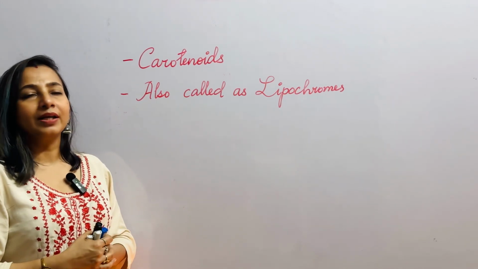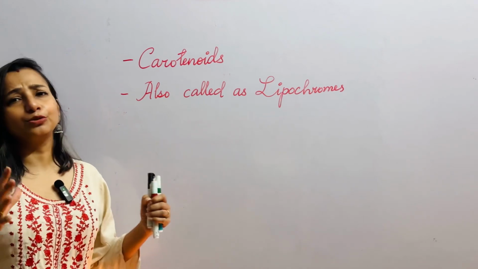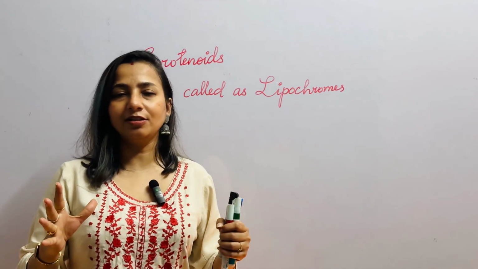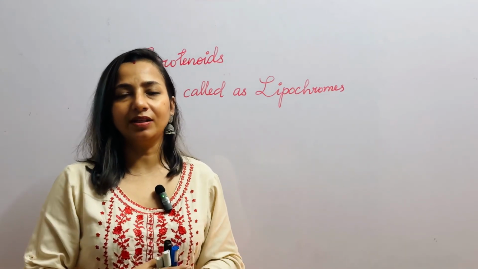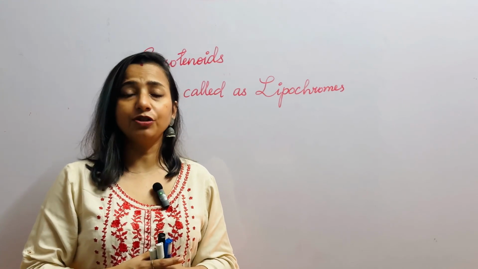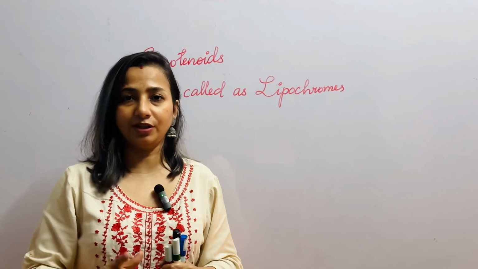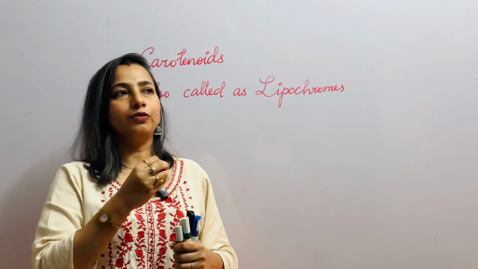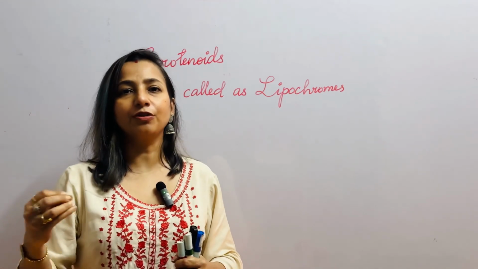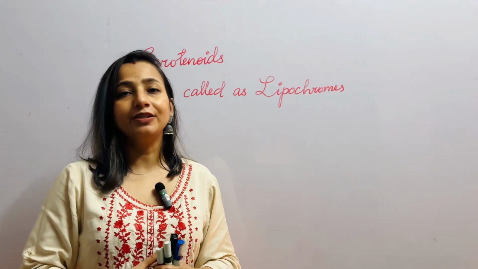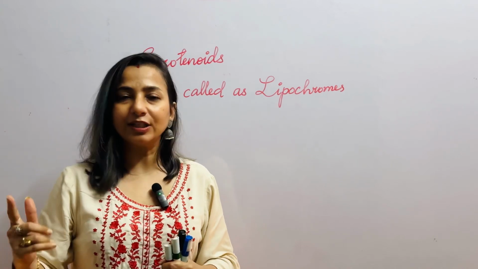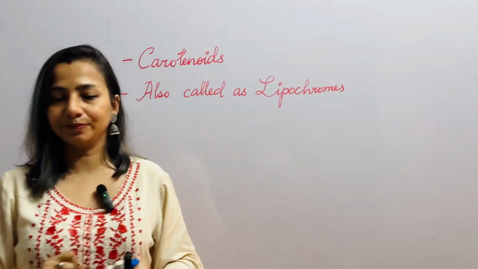Clear? Now, a very important thing we have to know is that pigments can absorb the visible spectrum of light, which ranges from 400 to 700 nanometer. Now chlorophyll A, chlorophyll B and carotenoids will definitely have different absorption peaks. So let us see that now. Clear?